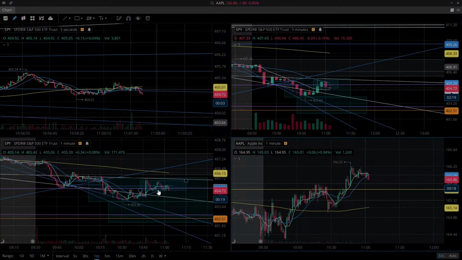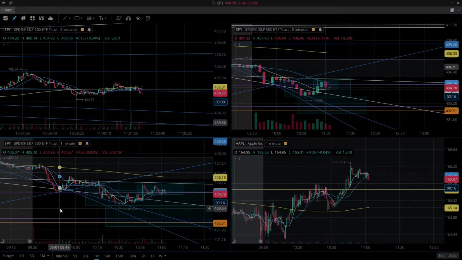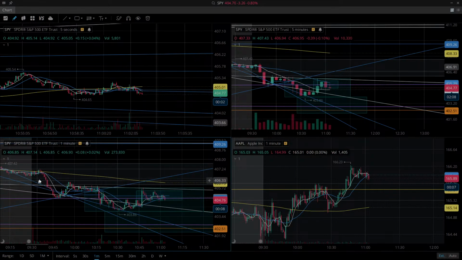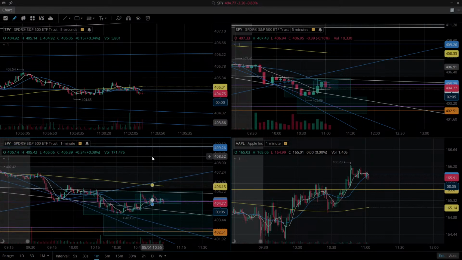Hanging right around that support line. Let me go let the dog out. I'll come back and hang out till like 11:30 or so, but I think we're pretty much done with the good day trading for the day. We're going to turn around.